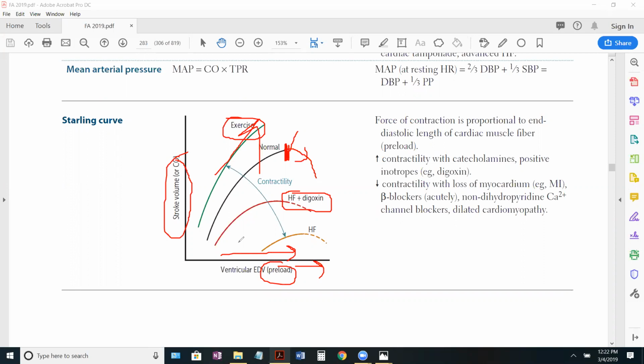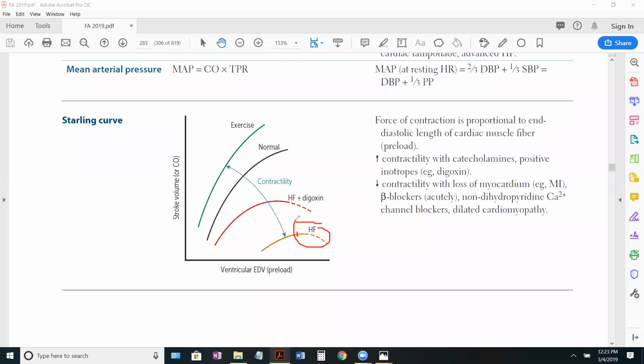In any condition, look here, this is a patient with heart failure, and even in this patient of heart failure, increasing the preload is actually increasing the contractility, but after a certain point the contractility starts decreasing. So this is a patient with just heart failure, and when we give digoxin, the contraction strength of this failed heart increases a little bit. So that's how we think of the relationship between the preload and the stroke volume.